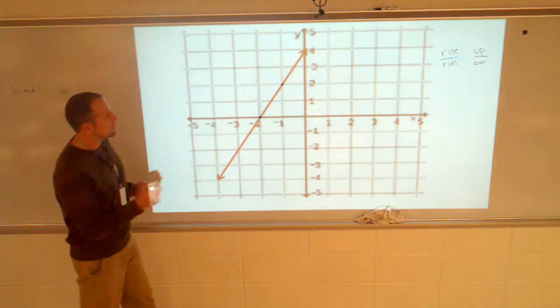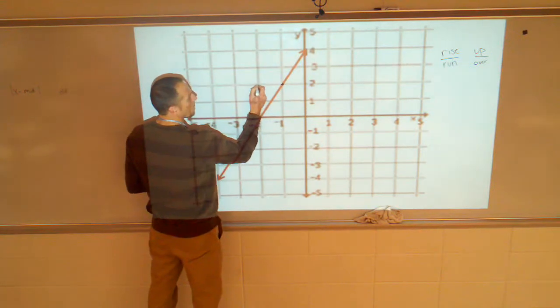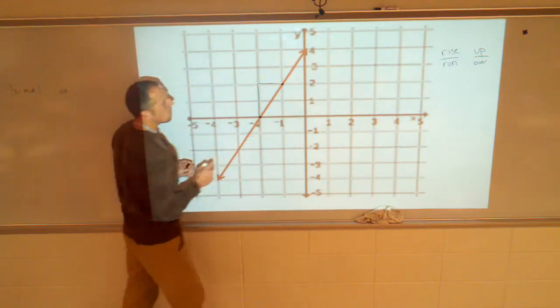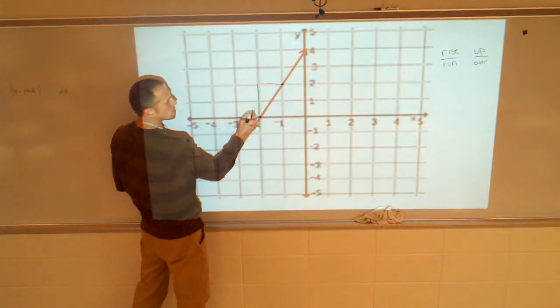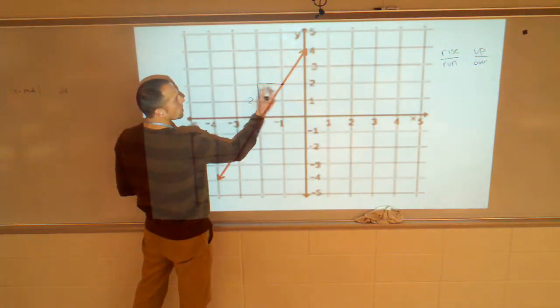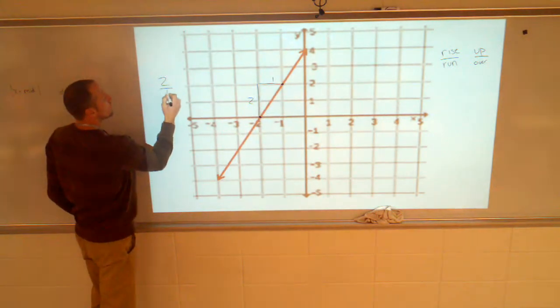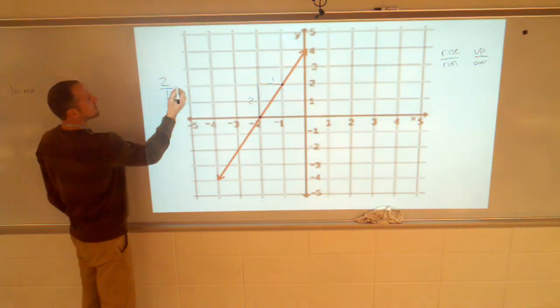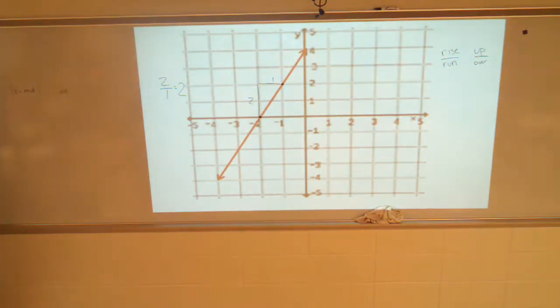Here's how I'm going to draw my triangle. Getting from here to here, I'm going to go up and over. Always staying on those lines. I went up 2. I went over 1. So up 2, over 1. My slope is 2. The slope of that line is positive 2.